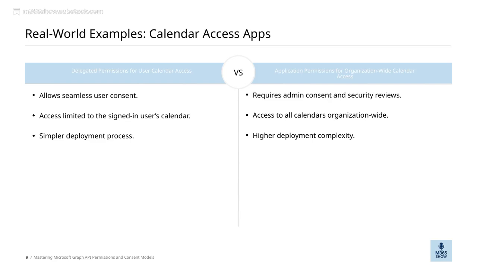Now, when we compare application permissions for organization-wide access versus delegated permissions for individual user access, the key difference is scope and complexity. Application permissions are suited for broader access across the organization, but they come with more setup and security considerations. Delegated permissions, however, are more straightforward and focus on individual user data, making them easier to implement and manage. Understanding these models is crucial for choosing the right approach based on your app's needs and your organization's security policies. It ties back to our overall theme of balancing functionality with security and user experience.